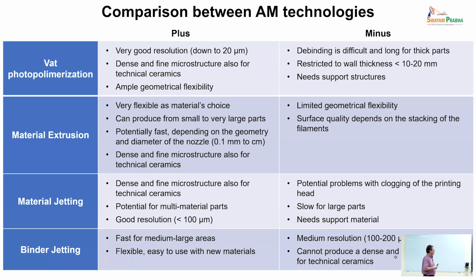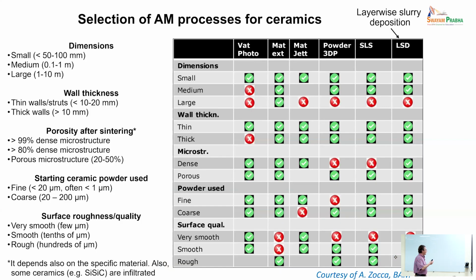Binder jetting has a medium resolution, better than material extrusion, but worse than photopolymerization. But as I mentioned, you cannot produce a dense component for any type of ceramic, which limits the applicability of the system unless you want to follow some post-infiltration approaches, which are cumbersome.